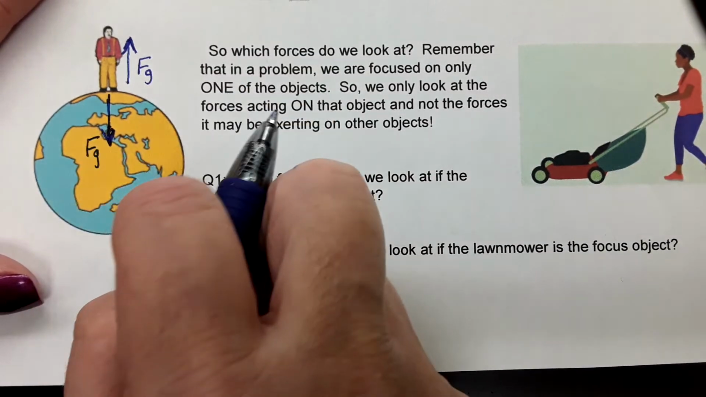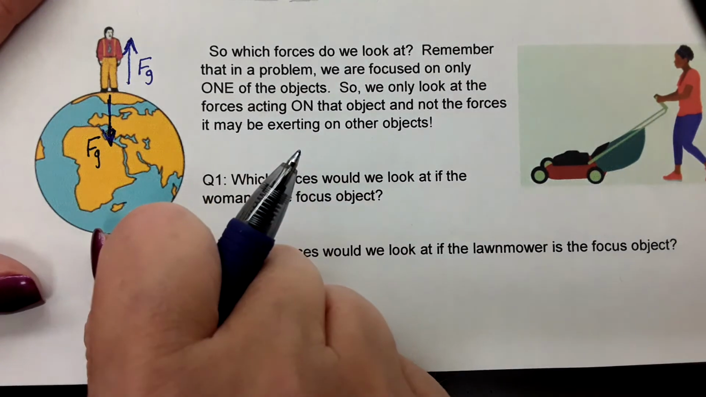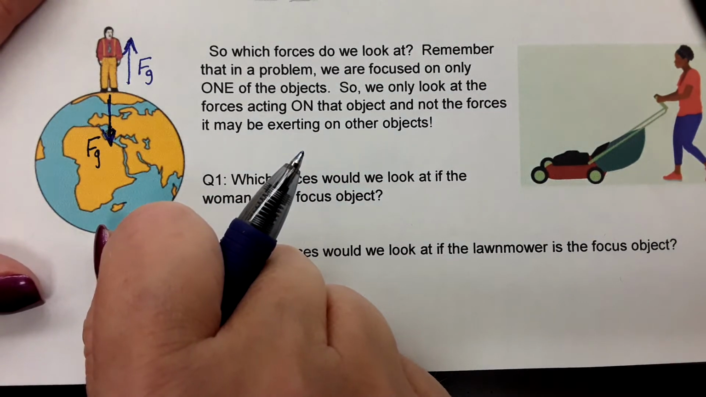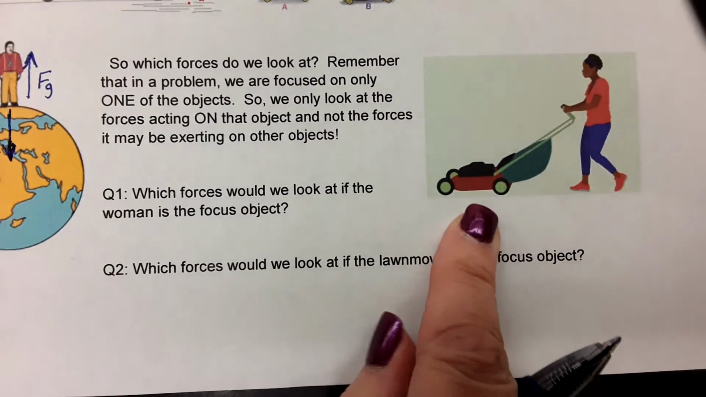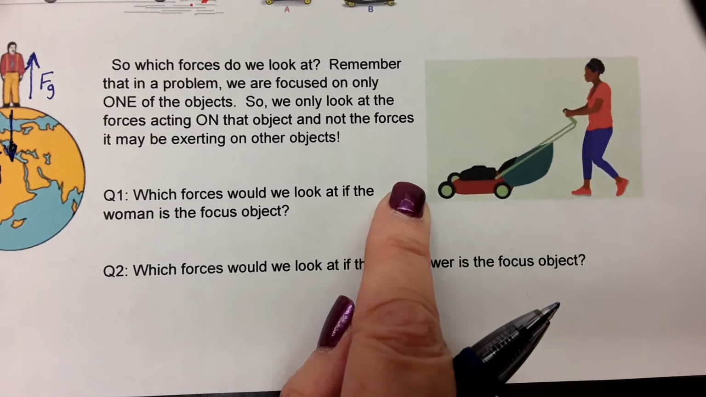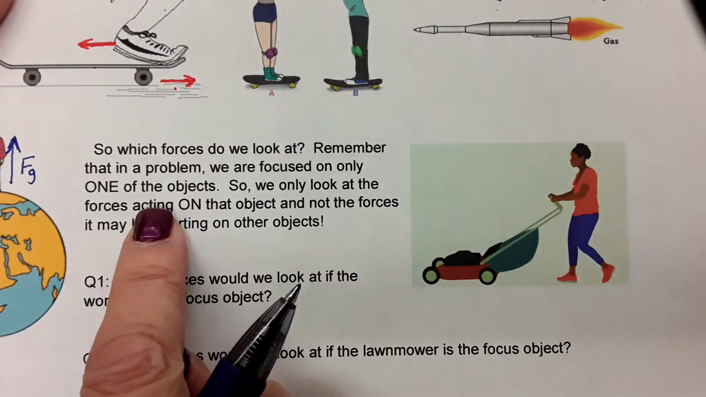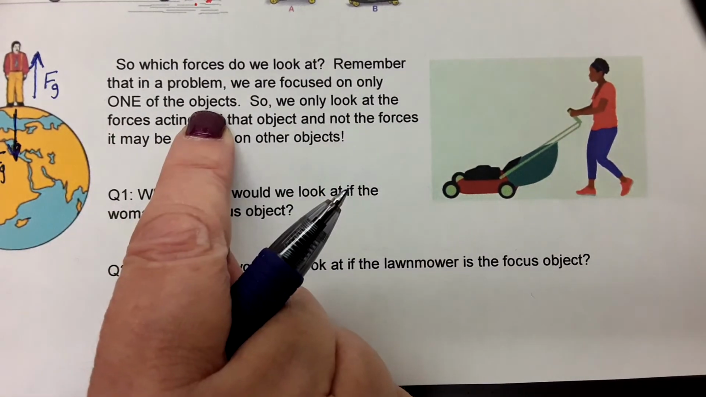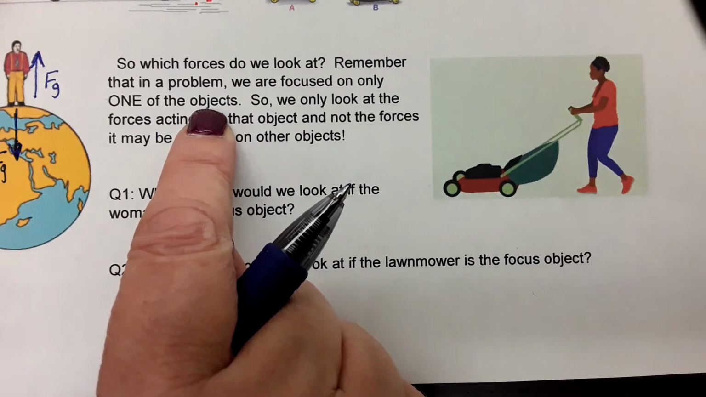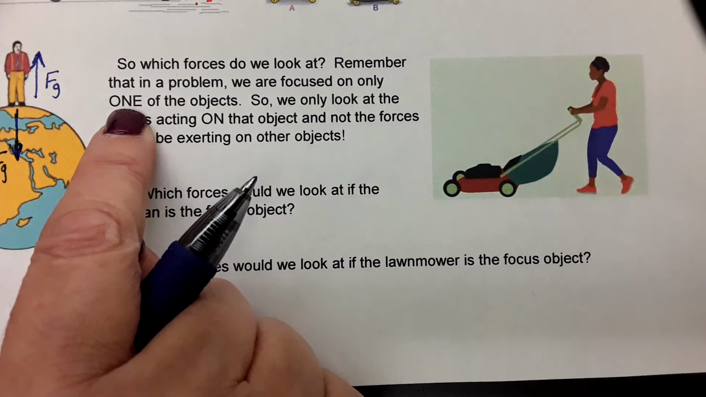So when you pull up on the earth and the earth pulls down on you, the two forces are equal and oppositely directed. Okay? Now, as you can see, we're looking at a lot of forces here. But when we have a problem, how do we know which of these forces we want to use? Well, it depends on what the focus object is.